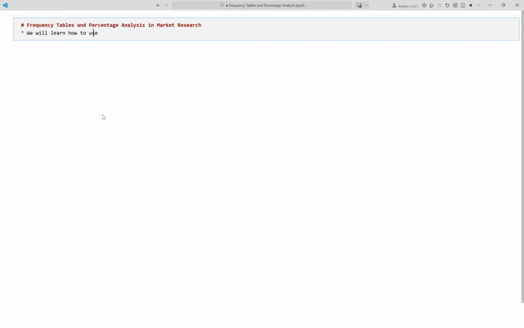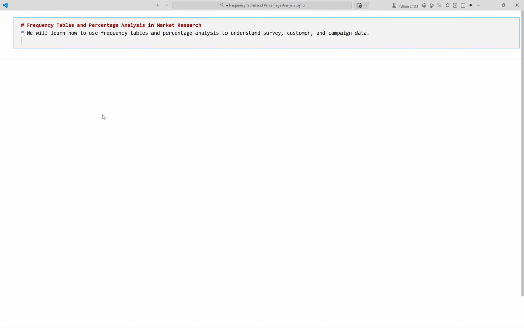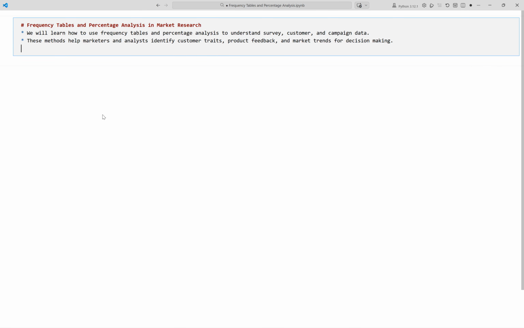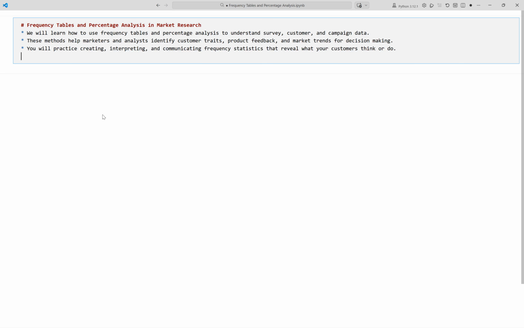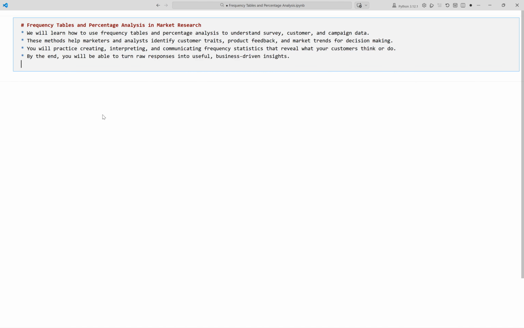Frequency tables and percentage analysis in market research. We will learn how to use frequency tables and percentage analysis to understand survey, customer, and campaign data. These methods help marketers and analysts identify customer traits, product feedback, and market trends for decision making. You will practice creating, interpreting, and communicating frequency statistics that reveal what your customers think or do. By the end, you will be able to turn raw responses into useful, business-driven insights.